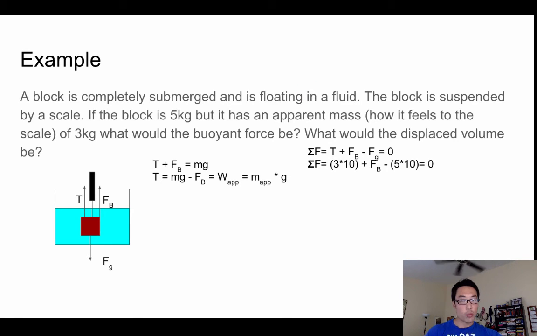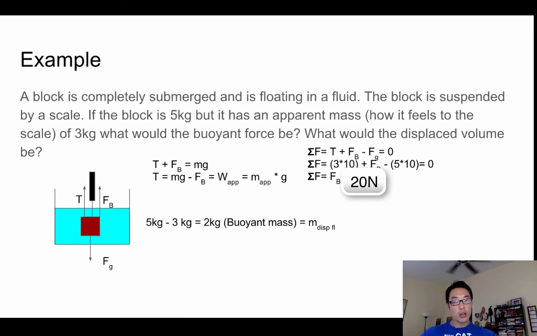Now, let's plug in some numbers that we know. The tension in the scale, or what the scale reads, is what the scale thinks it's reading, so the apparent weight. And weight is going to be mass times the acceleration due to gravity. In order to make the math simple, I just used 10. Now, we have 3 times 10. That 3 came from the problem itself. So 3 times 10 plus the buoyant force minus the actual weight, 5 times 10, should all equal 0. If this were the case, the buoyant force would equal 20 newtons. Now, let's see what that leads us to.